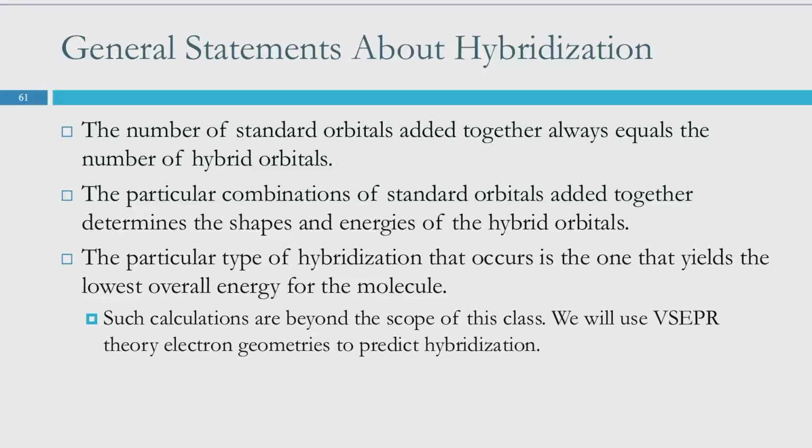All right, some general statements about hybridization. The number of standard orbitals, s, p, d, f, always equal the number of hybrid orbitals with whatever their label is. So if we have an s and 2p in, how many orbitals is that?